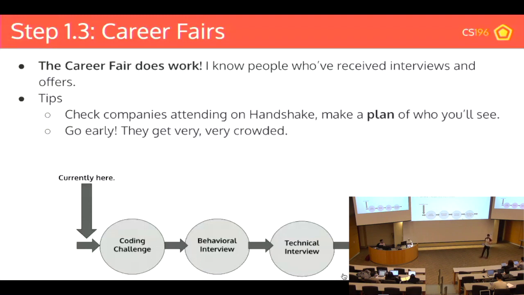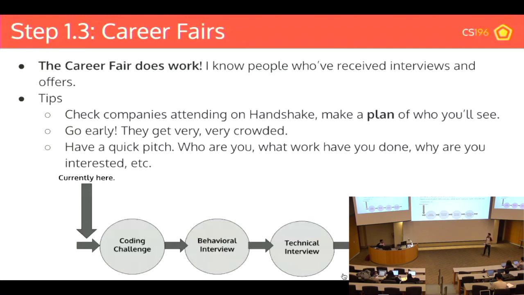Go early, go as early as you can. These career fairs can get super, super crowded. The lines can get as long as an hour and a half wait. Talk to the companies that you're interested in. Try to go for the smaller lines, especially if you're a freshman or sophomore. There's really not any point in standing in the Google line, even though everyone loves doing that.